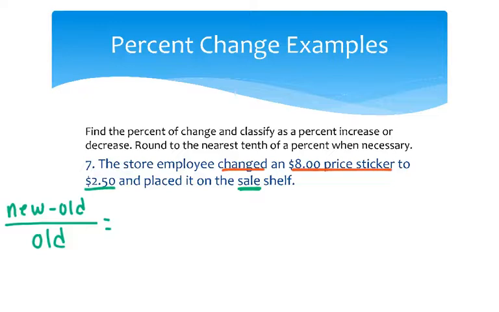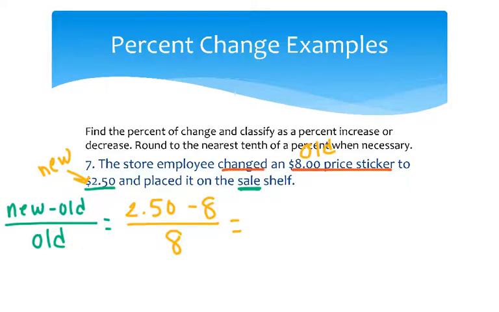So think about this. If we're taking an $8 sticker and then changing it to $2.50, which one is going to be my new and which one is going to be my old? So pause the video right now and think about it for yourself. If you said that the $8 is going to be the old, you are correct, and then the $2.50 is going to be the new. So filling in, you have $2.50 minus 8 all over 8.